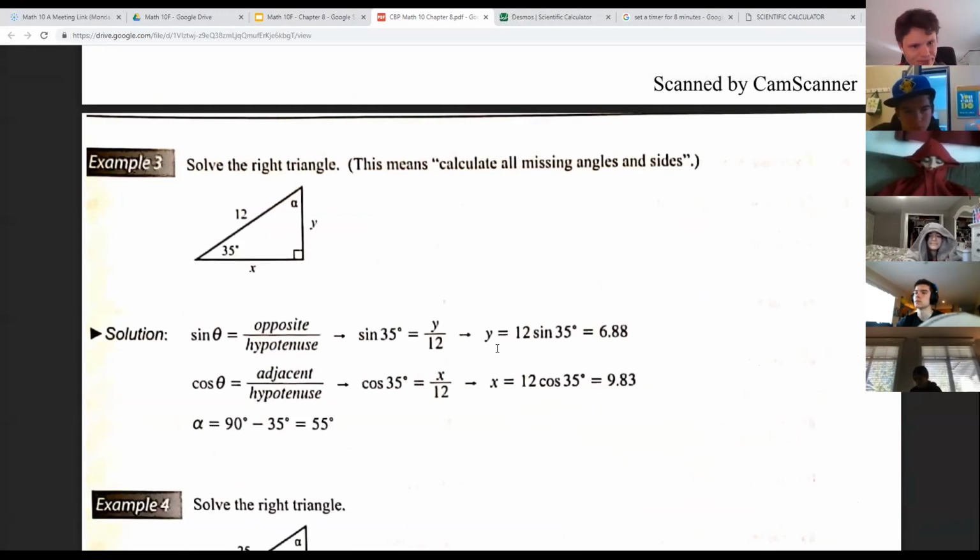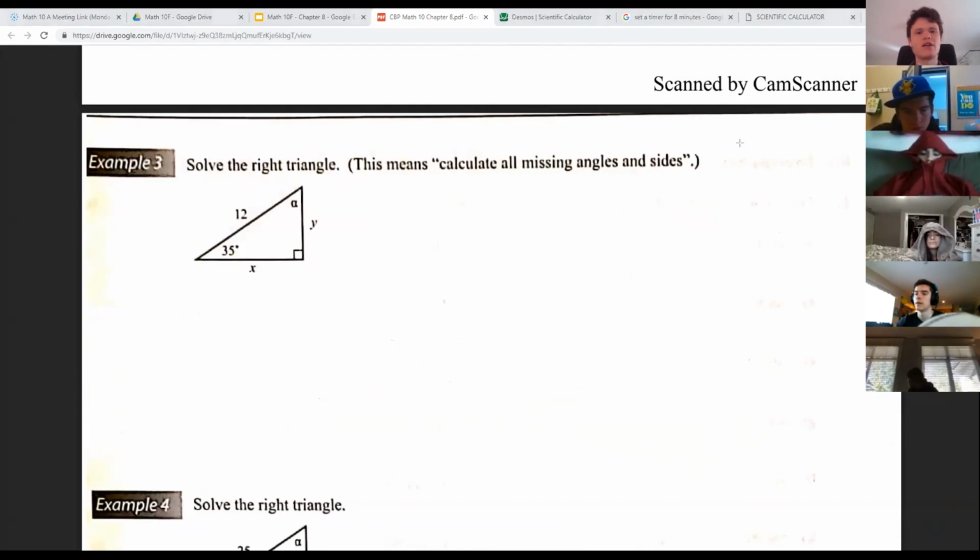We also often have questions like this where we're asked to solve a triangle. And when we're asked to solve a triangle, we're asked to find all the missing angles and side lengths. All we're given is one angle and one side length. Let's do it. First of all, let's tackle y here.